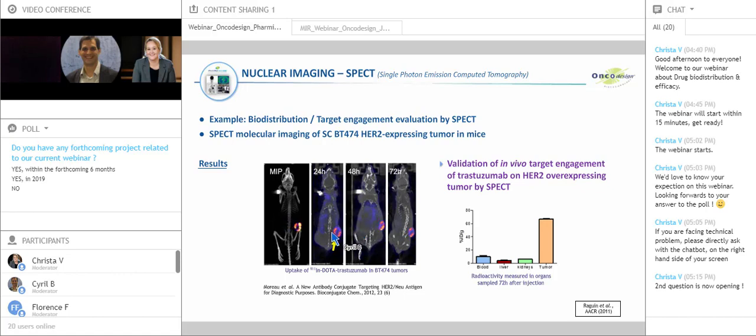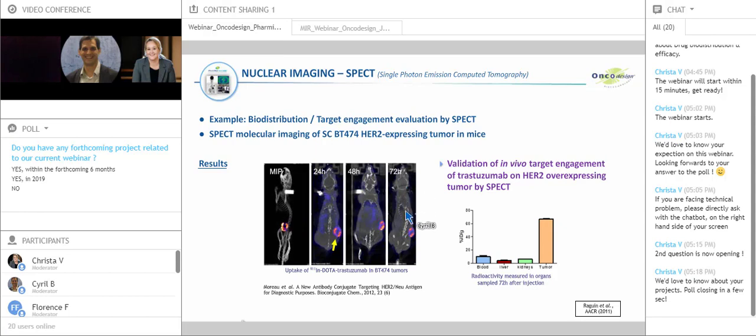In such a case, depending on the PK of the antibodies, you need a radioelement that allows you to do imaging after 72 hours. Indium is one of them. And you can see that the background is decreasing over time. You have some unspecific binding at first, and then it's getting clear, and you have a very nice image at 72 hours. We always correlate the imaging with ex vivo experiments.